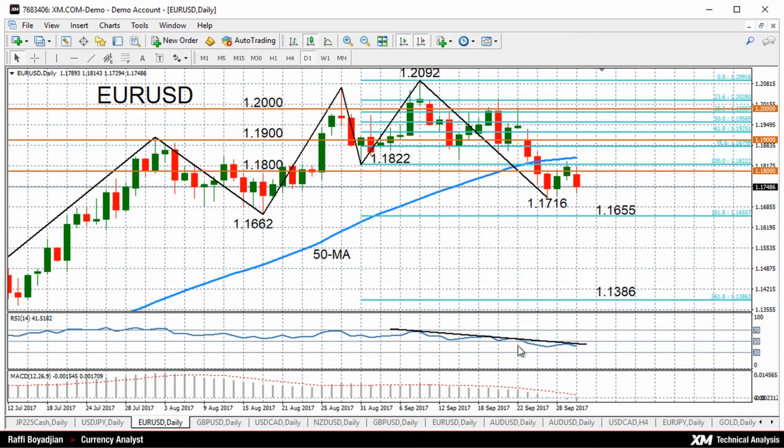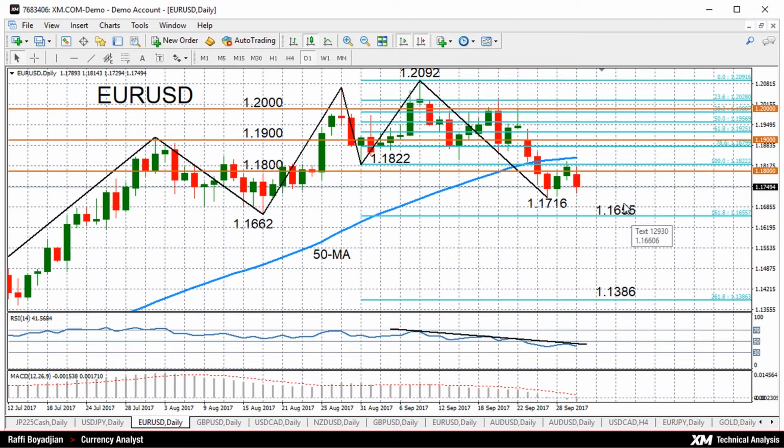We can see the RSI has been making lower tops, and the MACD has now also just turned negative. So the bullish uptrend in the medium term is now at risk of reversing to a downtrend, and in the short term we are already seeing downside momentum.